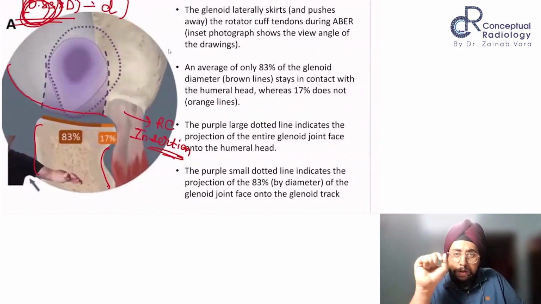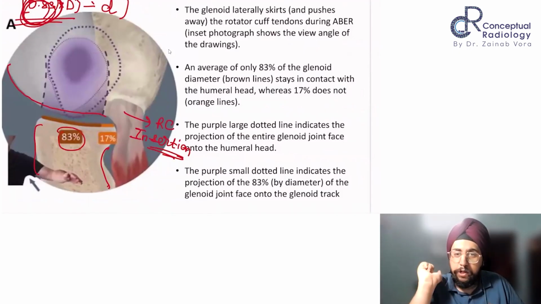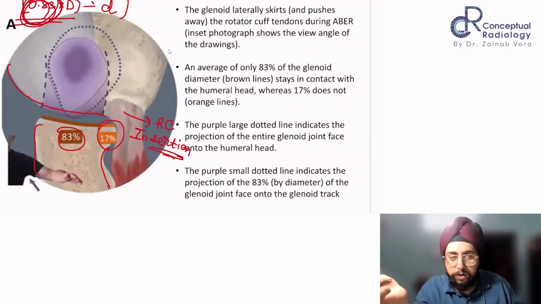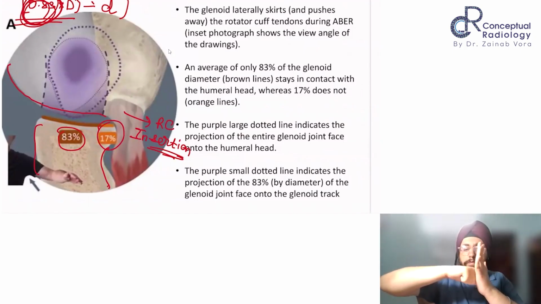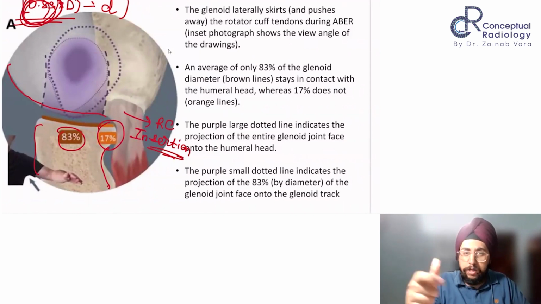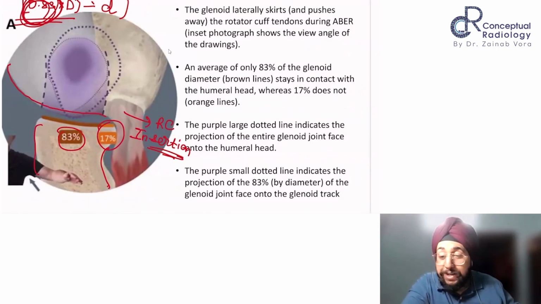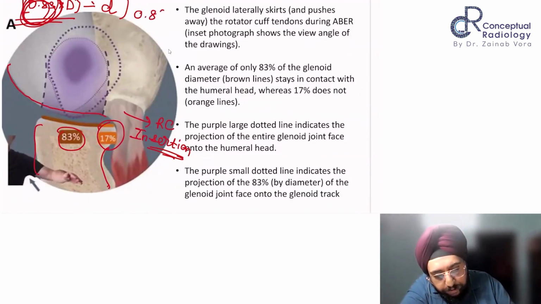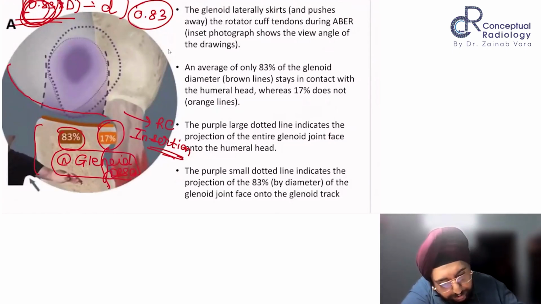Now you have to remember that only 83% of the glenoid diameter stays in contact with the humeral head, while the 17% does not. Whenever you're doing this movement, only 83% of the glenoid is in contact with the humeral head. The rest of the 17% is in contact with the rotator cuff insertion and not with the humeral head. That is why the formula uses 0.83. This is a normal glenoid fossa, so this whole 83% part, extending from this point to this point, is in contact with the humeral head.